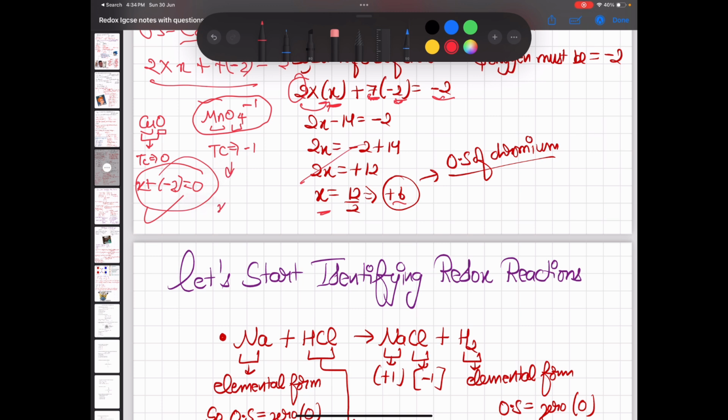What you will do, you will take manganese as X. How many oxygen are there? 4. What is the charge on a single oxygen? -2. So X plus 4 times -2 is equal to, what is the total charge? -1. That's it.